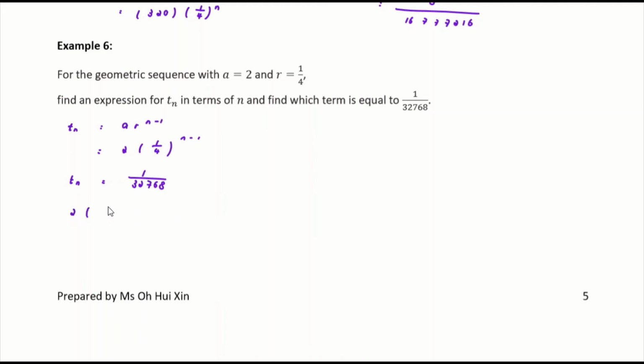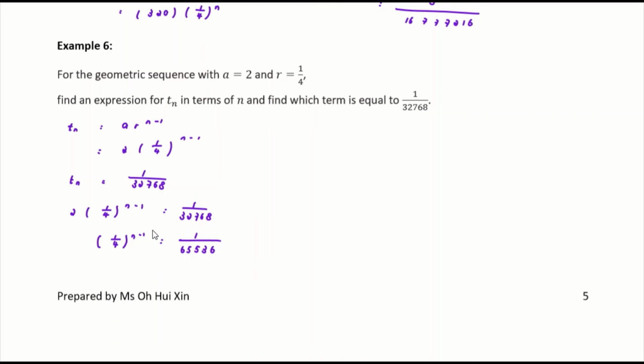So we have 2 times 1 over 4 to the power of n minus 1. You will need a bit of knowledge in your indices. So you bring the 2 over, then it becomes divide by 2, right? So 1 over 32768 divided by 2, and you will be able to get 1 over 4 to the power of n minus 1 equal to 1 over 65536.